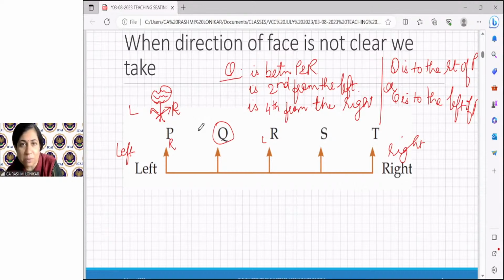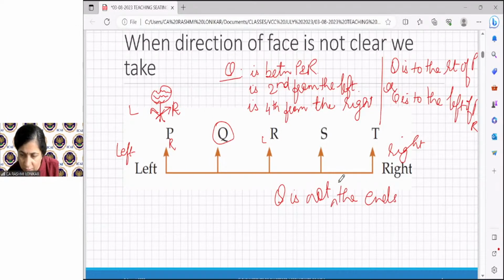When I say Q is between P and R, it is comparative. Second from the left, this is definite information. It is fourth from the right, that is also definite information. Q is to the right of P is again comparative information, and Q is to the left of R is again comparative information. When we say Q is not at the ends, then we say it's negative information, where we are not saying where it is, we are saying where it is not.